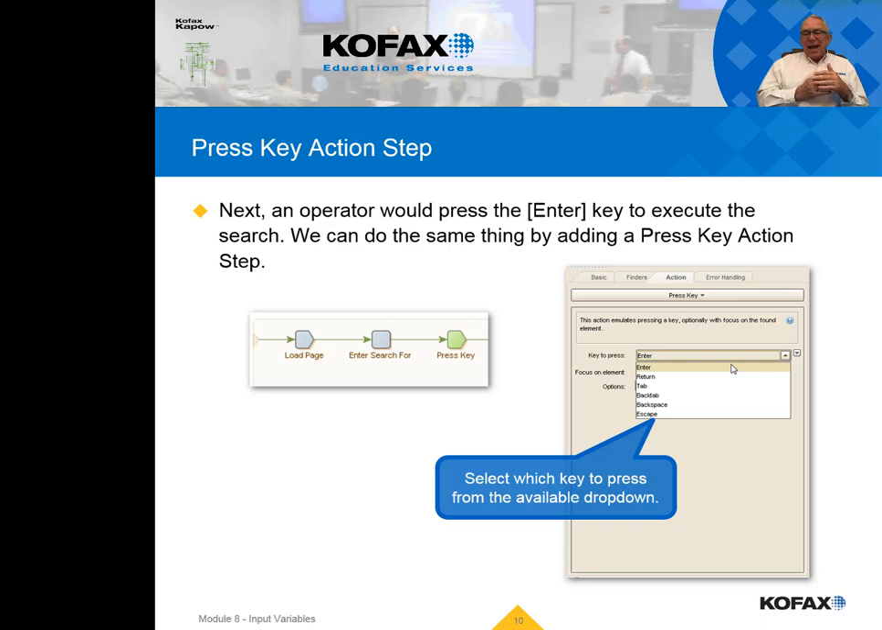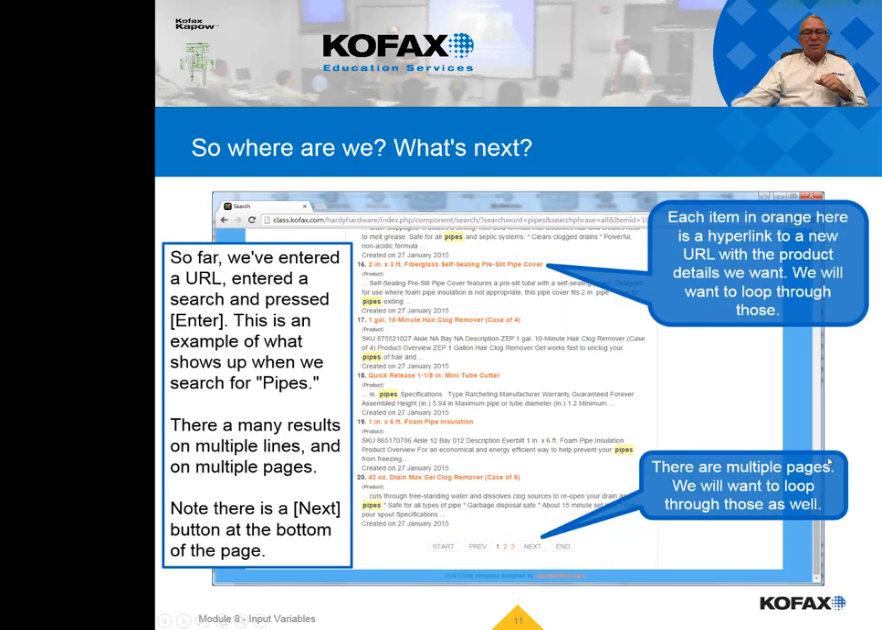do a press key action step, and I can just do a right mouse click on my end step and say insert a step before, or I can take the enter search for step and right mouse click and say enter a step after, and then it'll be a blank step, and I just select the action from the action drop down that I want to do a press key step, and then in its properties on the action tab, what do I want it to press? I want it to press enter. Okay, again, I'm going to demo all of this for you so you see it in context.